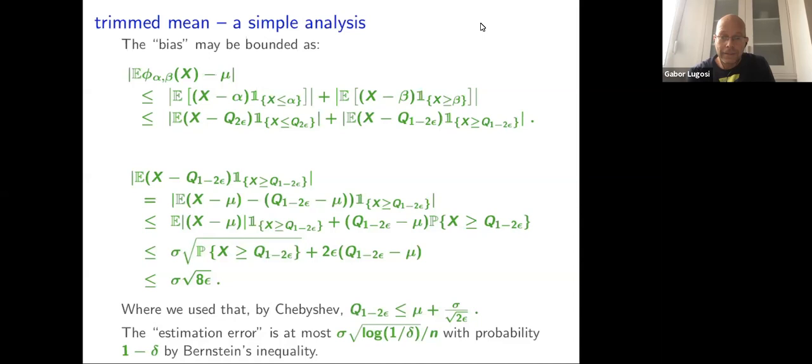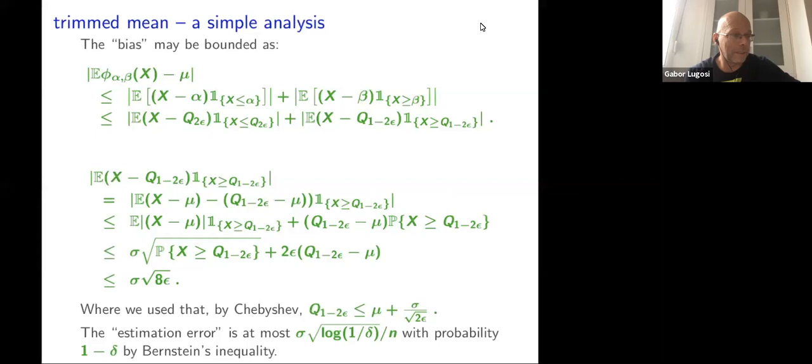Remember, epsilon is log 1 over delta divided by n, so this is exactly the right quantity. Okay. All right. So I hope this is clear. So this is the very simple analysis of the trim mean.